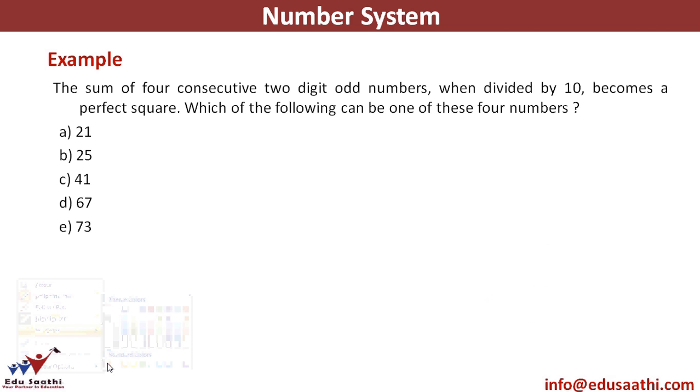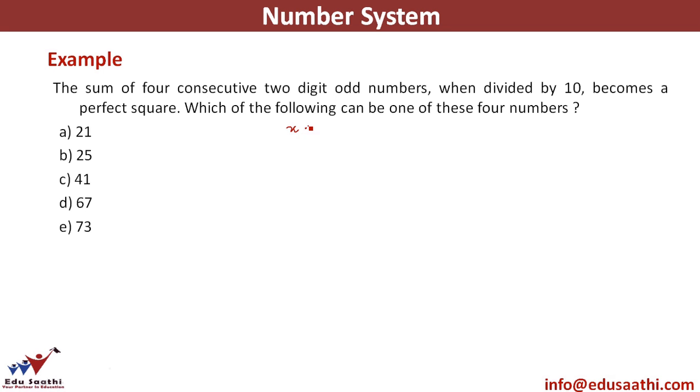Let's now look at an example. The question that we have is, the sum of 4 consecutive 2-digit odd numbers when divided by 10 becomes a perfect square. Which of the following can be one of those 4 numbers? Now I can start the question by supposing that the first number is x.